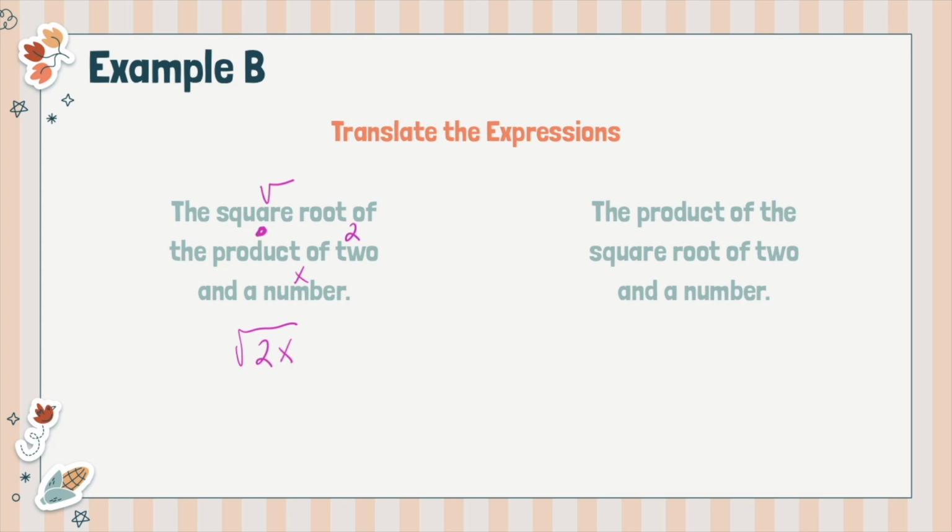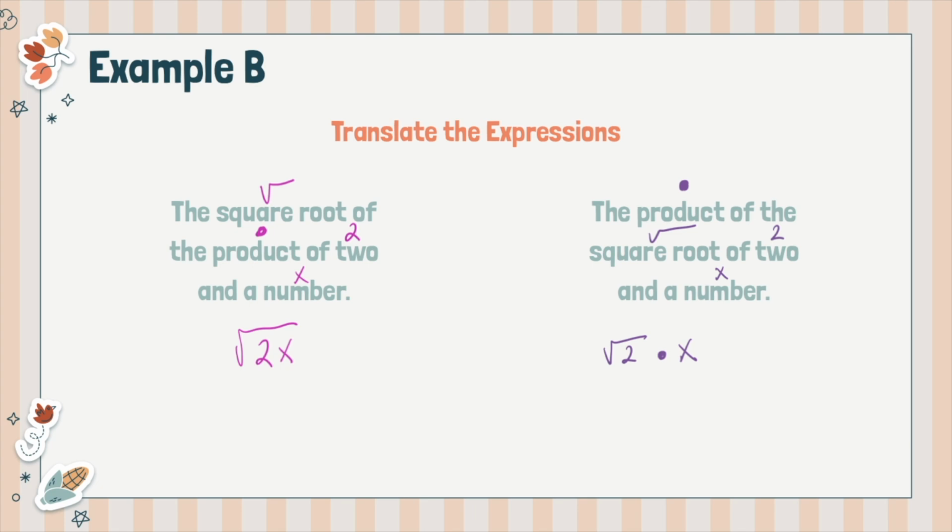Now on the other side, it says the product of the square root of 2 and a number. In this case, they're talking about the product first, so multiplication, square root, we know the square root symbol, 2, the number 2, and a number x. This time we're going to do the product of the square root of 2, and the product of a number, so multiply that times x. Notice the difference there. One is talking about the square root of the product, so we do the product inside the square root symbol, and on the other side it's talking about the product of a square root and a number, so we do the square root first, then multiply it times the number.